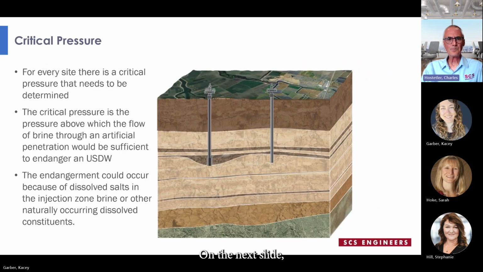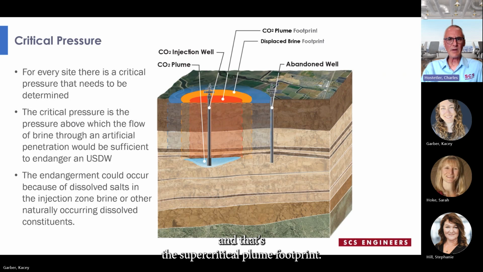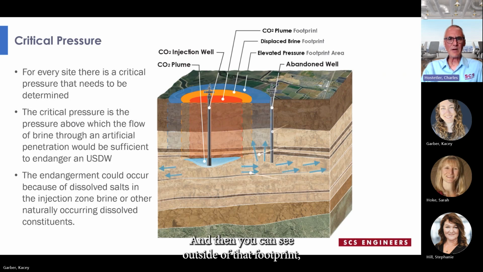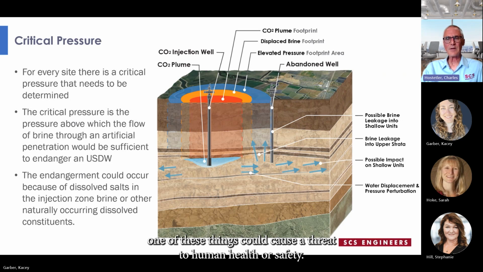On the next slide, we'll look at critical pressure. Here's the injection well and the plume building up, and that's the supercritical plume footprint. And then you can see outside of that footprint, there is an abandoned well, and it penetrates the caprock, and the pressure that's induced from the CO2 injection could push brine from the injection zone up into an underground source of drinking water. The brine might have salt in it, sodium chloride. It might also have naturally occurring metals. And either one of these things could cause a threat to human health or safety. So that needs to be evaluated.